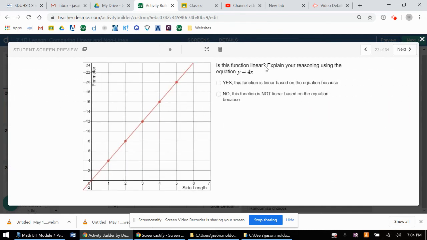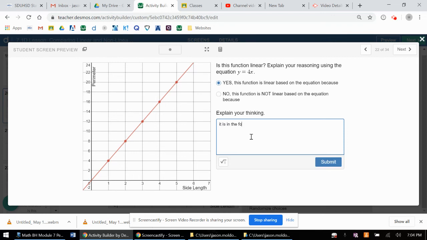Next one, is this function linear? Explain your reasoning using this equation. And we'll say yes. Yes, this function is linear based on the equation because it is in the form y equals mx plus b, which is known as slope intercept form.